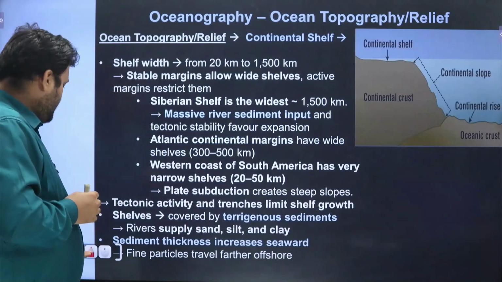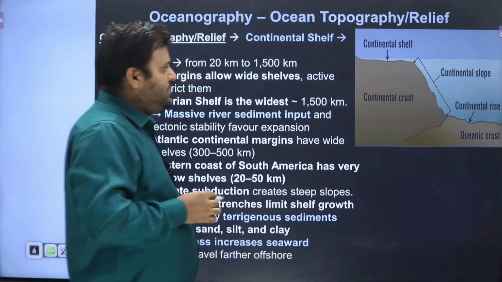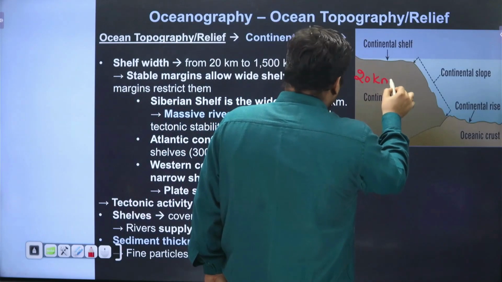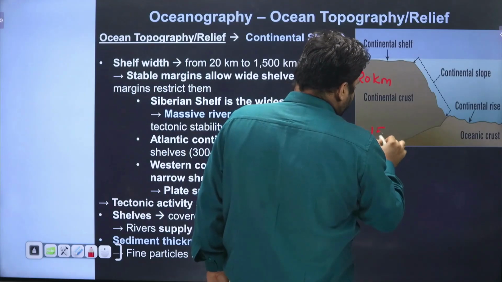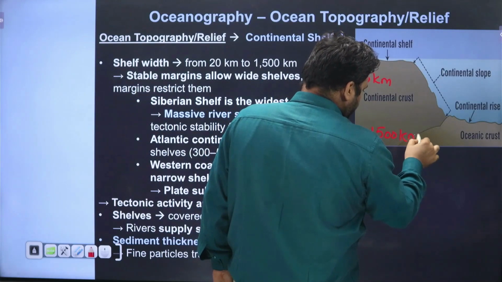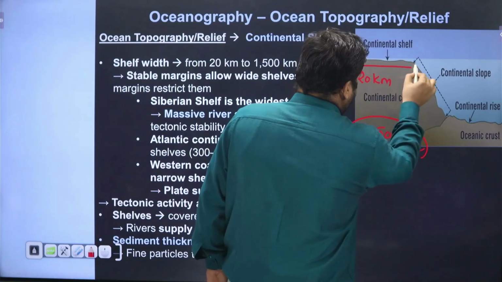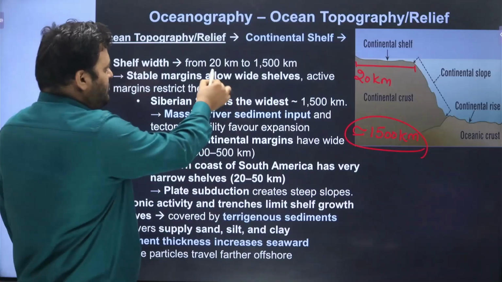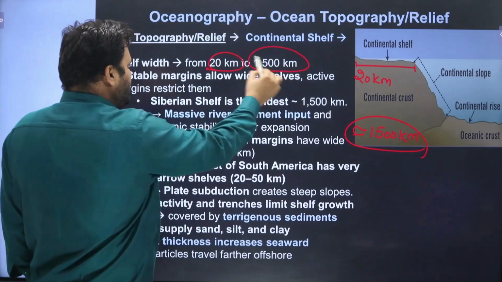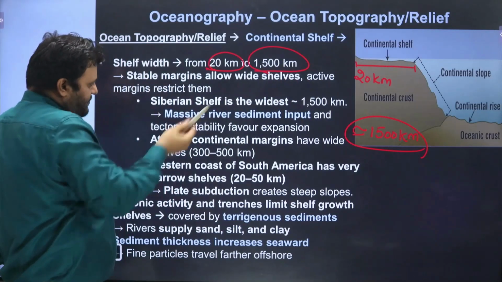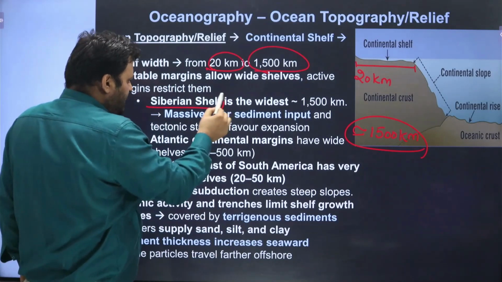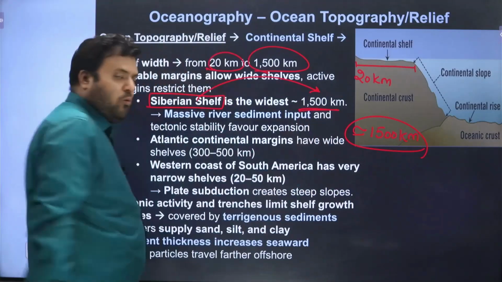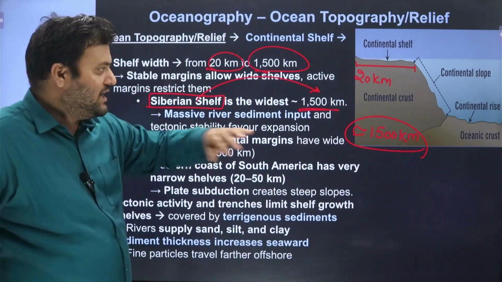Moving ahead. Now, when it comes to the continental shelf, it could be, for example, 20 kilometers. Even a continental shelf could be, for example, somewhere 1500 kilometers. Okay, so this is the length actually. Somewhere you will see, for example, 20 kilometers in length, somewhere you will see 1500 kilometers in length. It is based on the particular shelf, like the Siberian shelf. If you see the Siberian shelf, it is actually the widest, 1500 kilometers. That is the length.